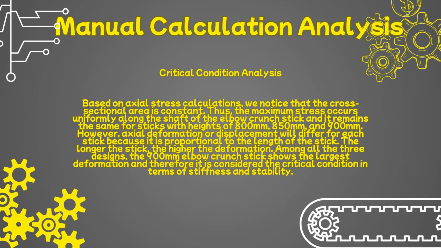To conclude our analysis, we've identified the 900mm stick as the critical condition. While all three designs are safe, the 900mm version experiences the largest axial deformation and has the lowest buckling resistance due to its length. Therefore, if the 900mm design meets our stiffness and stability requirements, we can confidently say that the shorter versions are also structurally sound. This analysis ensures that our elbow crutch stick is optimized for both user safety and performance across all height adjustments.